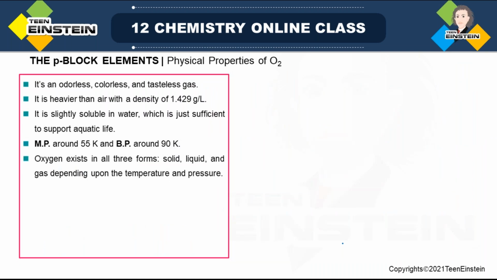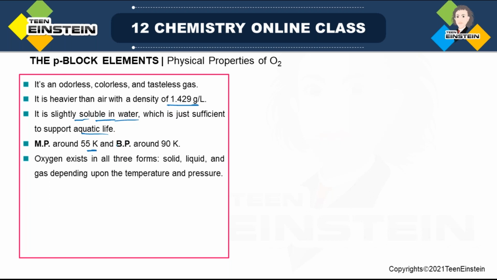Now, physical properties. Oxygen gas is odorless, colorless, tasteless. It is heavier than air, which is clear from this density value, 1.429 gram per liter. Water solubility is there, but it is not very high. But remember, to support aquatic life, there is a requirement of oxygen. So there must be some solubility of oxygen in water, otherwise aquatic life cannot sustain. Though the solubility is very slight, it is still sufficient to support aquatic life.